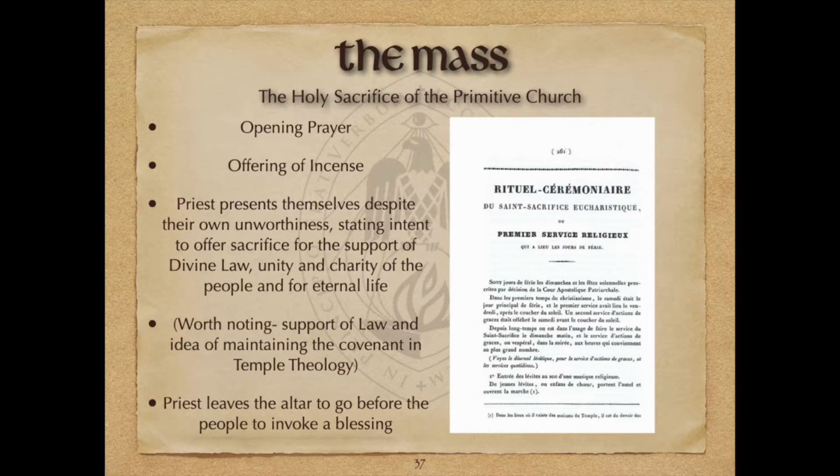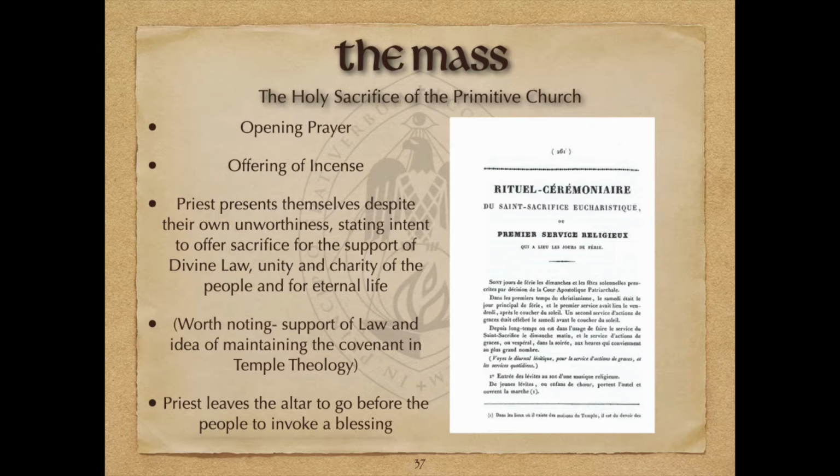And I've put a note in here to make note of it, so I'm going to make note of it, that the whole idea of the intent to offer sacrifice for the support of divine law, unity, and charity of the people, and eternal life seems to ring to me kind of harmonious with temple theology and the idea of the Eucharist as the thing that maintains the covenant between the divine and the people of the divine, essentially the maintenance of the universe, as it were, in temple theology.